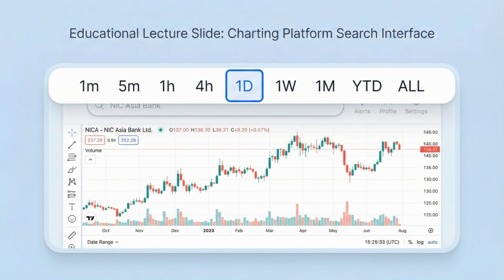Once the specific chart loads, adjusting your time frame is the next crucial step. Here, we are looking at a one-day price chart. Selecting the appropriate time frame, whether daily, weekly, or intraday, dictates the entire perspective of your analysis. It is one of the most important settings you will interact with on the platform.